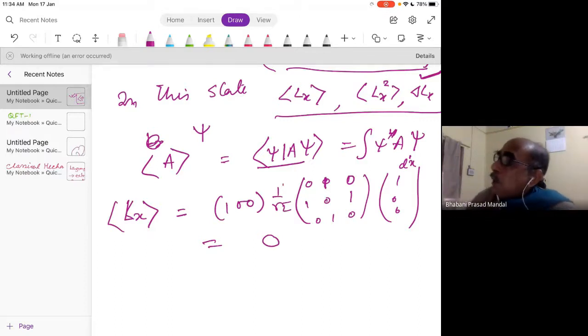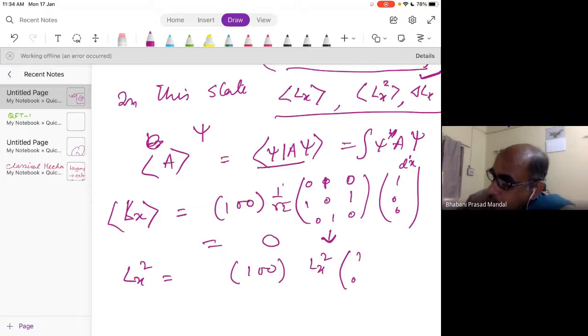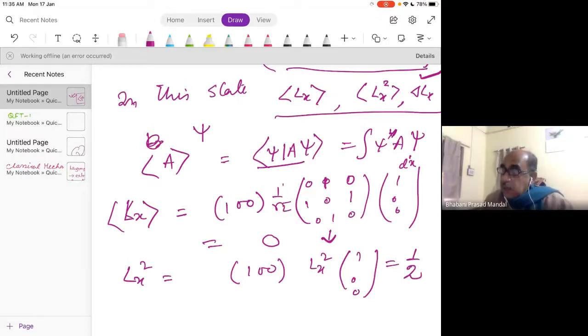Similarly, you can find your Lx square. Any question on this? Lx is given, so Lx square you can find. You'll find the corresponding matrix. Then with that matrix Lx square you'll write 1, 0, 0, and this will be 0, but here you'll get half. You just verify yourself: first multiply the square of this matrix and then put in the state.